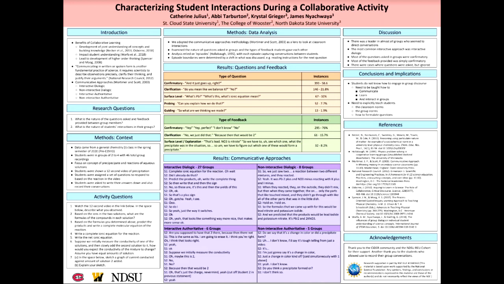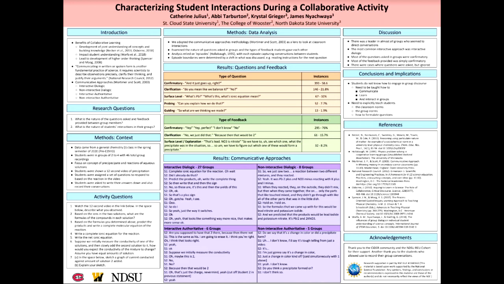Confirmatory questions were questions that looked for a basic response, such as yes or no. Clarification were questions that looked to clarify a statement, question, or idea. Surface level questions were very basic chemistry questions. Probing questions were questions looking to pull out what someone knows. And guiding questions were questions trying to guide the discussion or bring people back on track.